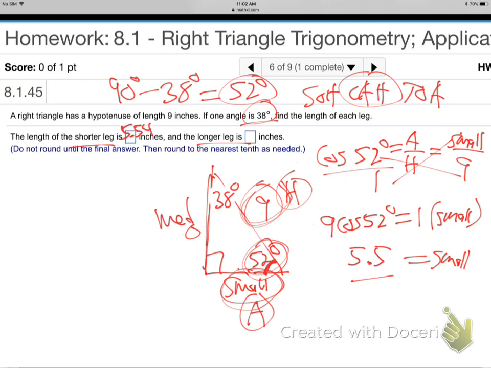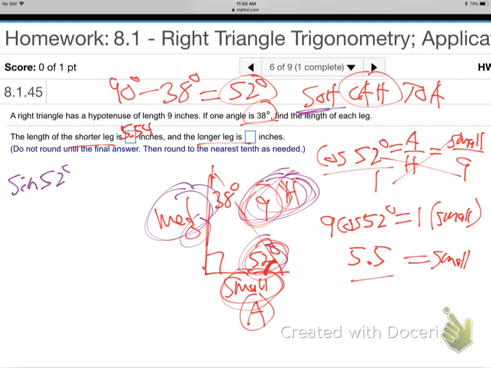We want to square them. Yeah, we want to use this with the 52 and this. That's opposite hypotenuse. Or you could do adjacent. I'm probably not going to use the adjacent because that's a rounded number. I'd rather use a number that's not rounded. So I'm going to use opposite and hypotenuse. So that is sine.